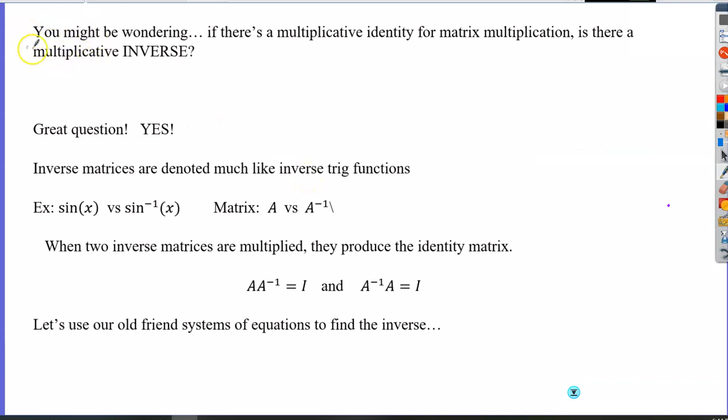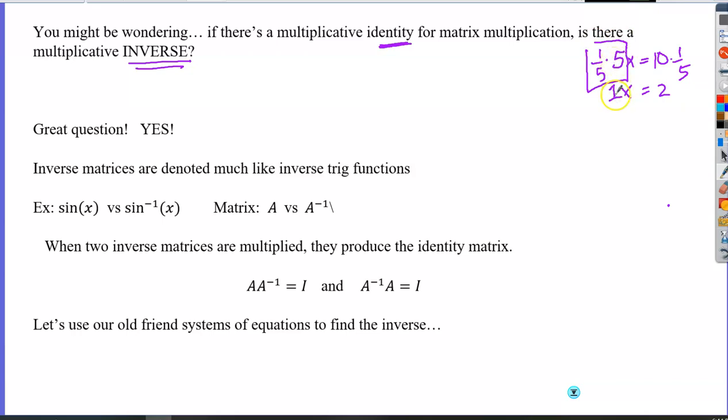So from what we did earlier, you might be asking yourself, if there's a multiplicative identity for matrix multiplication, is there a multiplicative inverse? Now remember, inverses, if I go back to something really easy, let's say I had 5x equals 10. If you wanted to get rid of multiplication, you would do the inverse operation, which would be division. Or you could multiply by 1/5, right? So 1/5 is the multiplicative inverse of 5. So that's a way for us to solve equations, right? So you're looking for this, basically you're trying to get this down to a 1.